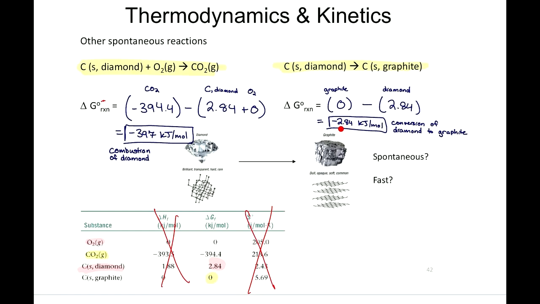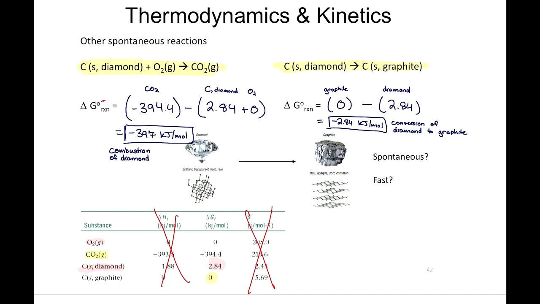Based upon this number, is the conversion of diamond to graphite spontaneous? Yes, it is. Given enough time, diamond will spontaneously convert to graphite. But using your basic human knowledge, does that happen fast? No. What does the De Beers company say about diamonds? Diamonds are forever. Are diamonds, in fact, forever? No, they're not, because delta G of the conversion of carbon solid diamond to graphite is a negative value. So diamonds are, in fact, not forever.